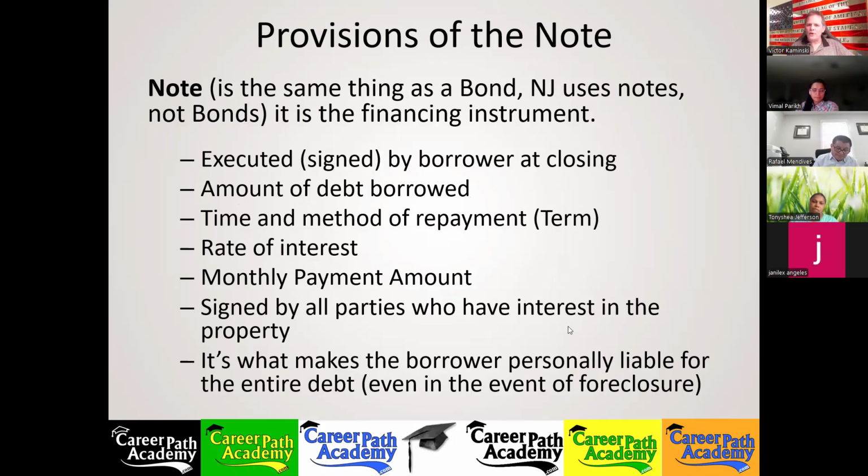It's signed by all parties who have an interest in the property, and it's what makes the borrower personally liable for the entire debt, even in the event of foreclosure. If the lender sells the property and they're not able to recoup all the money that they lent you, it is the note that makes you, the borrower, personally liable for the full amount you borrowed. So they could chase after you for any deficiencies in your repayment of that loan. Everybody with me? Yes.